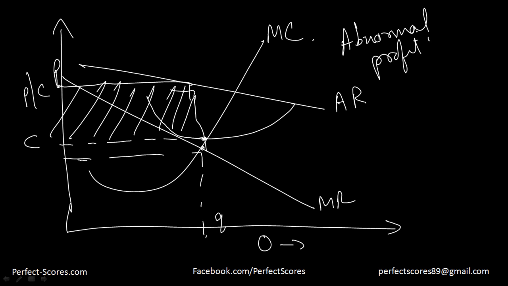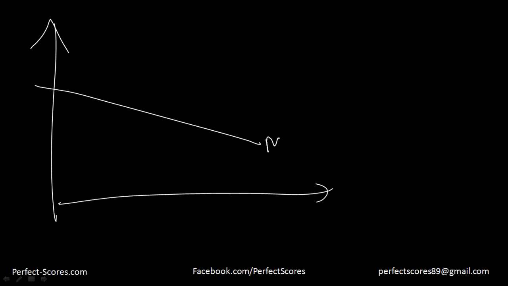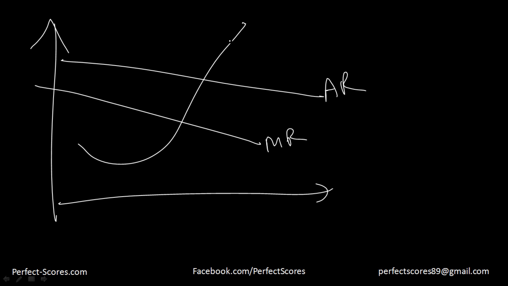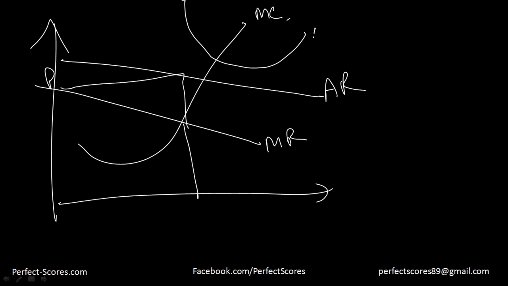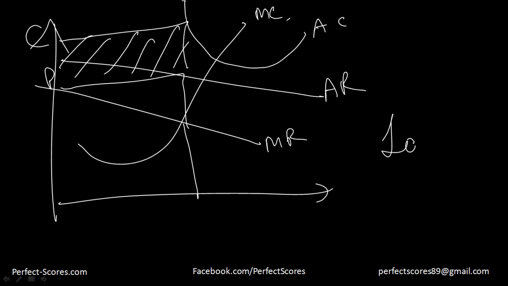Fine. Now if I were to show you a loss, if this is your marginal revenue, average revenue, marginal cost, right? And if I say this is the price, and I say this is your average cost curve, and this is your cost, then this is going to be your loss. Fine. So I suppose you're understanding what I'm trying to say here. So that pretty much explains the profit theory.